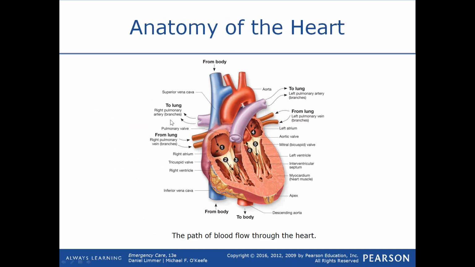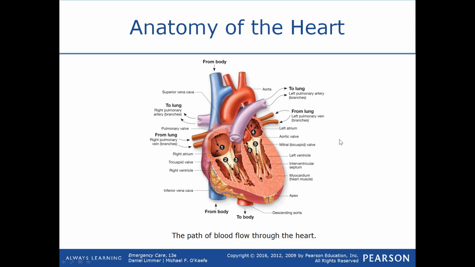Once the blood is oxygenated at the lungs, it comes back from the lungs through the pulmonary veins. This is the only vein in the body where freshly oxygenated blood is carried. The pulmonary vein dumps the blood into the left atrium, where it then goes through the mitral valve into the left ventricle, and then the left ventricle pumps it out the aorta to all parts of the body.